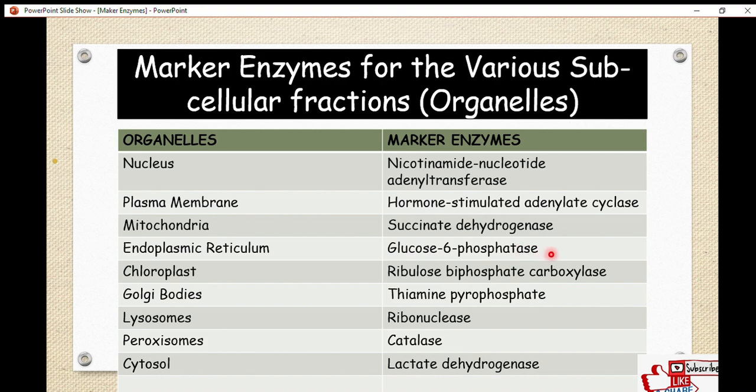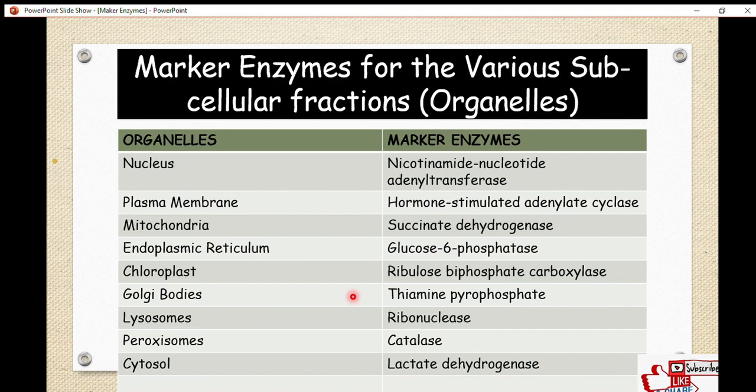They are specific. All right, so let's talk about the chloroplast. It has ribulose bisphosphate carboxylase, that's Rubisco for short. So that's the marker enzyme for the chloroplast. And the next one is the Golgi complex or Golgi bodies. The marker enzyme for Golgi bodies is thiamine pyrophosphatase. So thiamine pyrophosphatase is specific to Golgi bodies, and after running centrifugation, we can use a test. So when we get a high amount of thiamine pyrophosphatase, then we can conclude that Golgi bodies are present in that fraction of our homogenate.